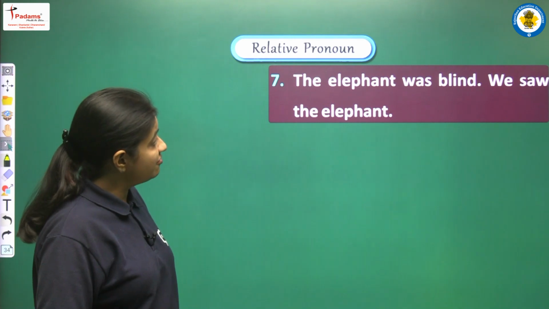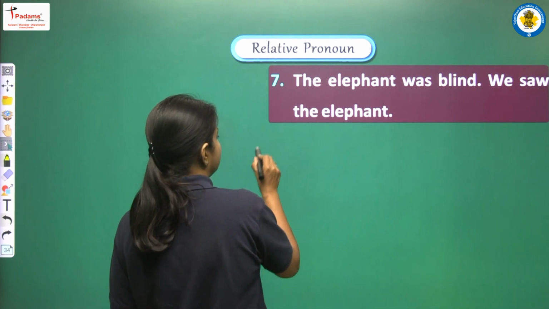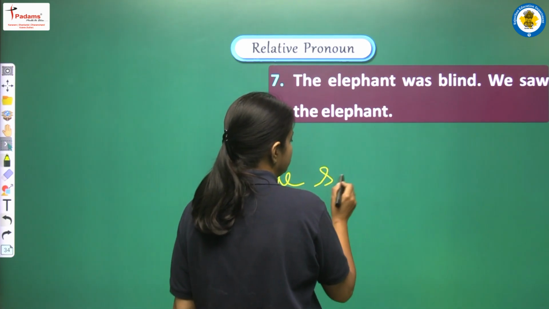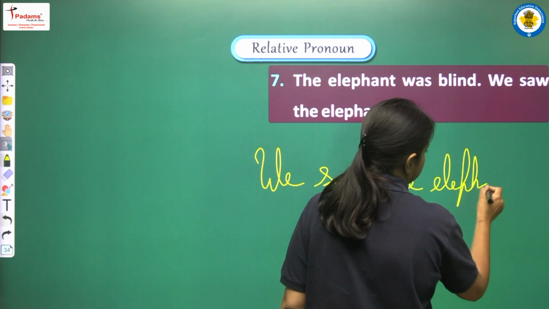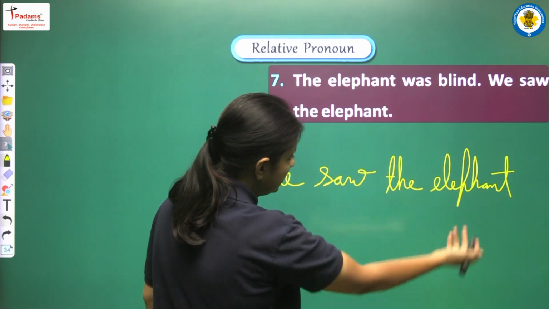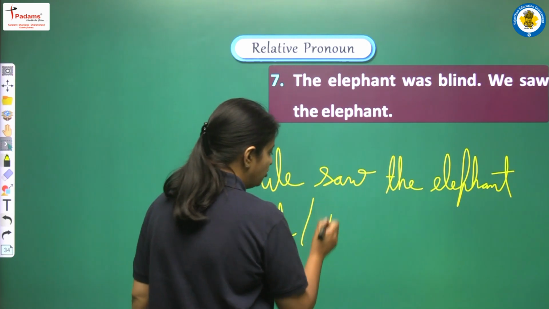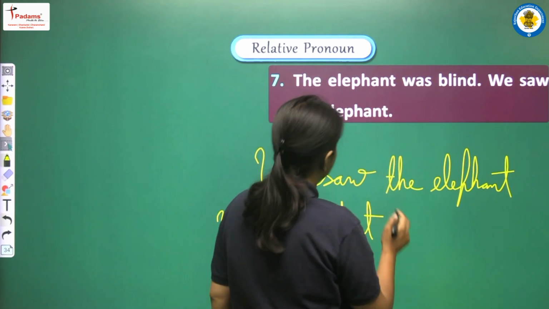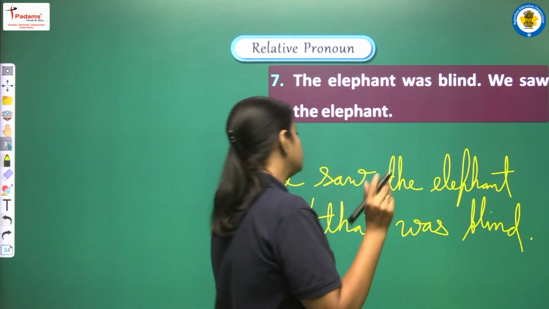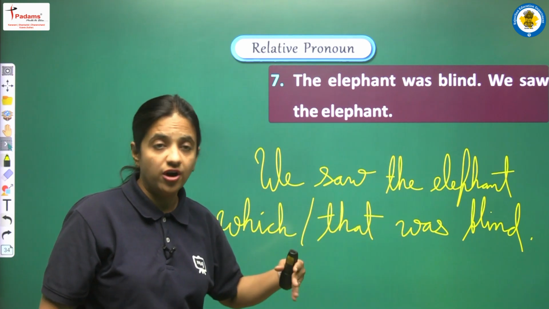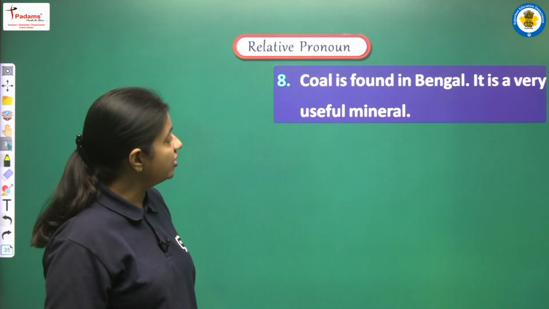Next sentence, the elephant was blind. We saw the elephant. Okay, so let's see how can we write. Let's write the second sentence first. We saw the elephant. So we have written we saw the elephant. Now we are talking about the elephant. So we have to use which. We can use that also. Next, was blind. So now we are having the sentence, that is, we saw the elephant that was blind, or we saw the elephant which was blind. Yes.